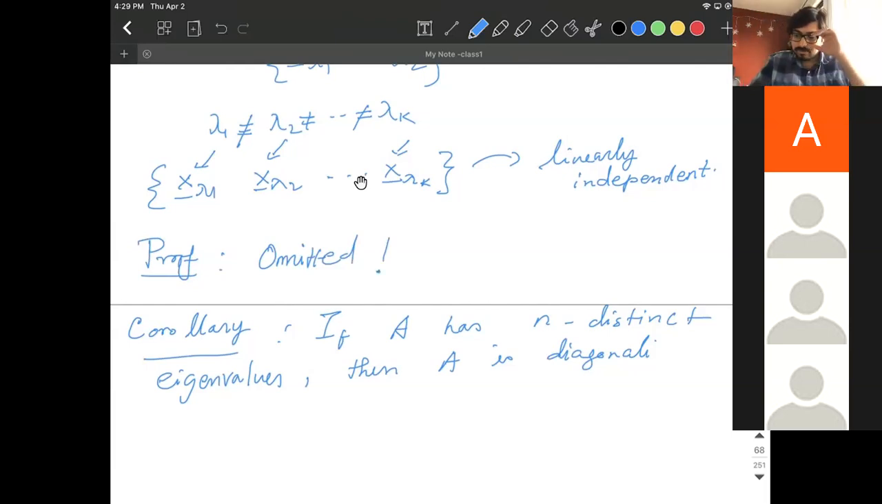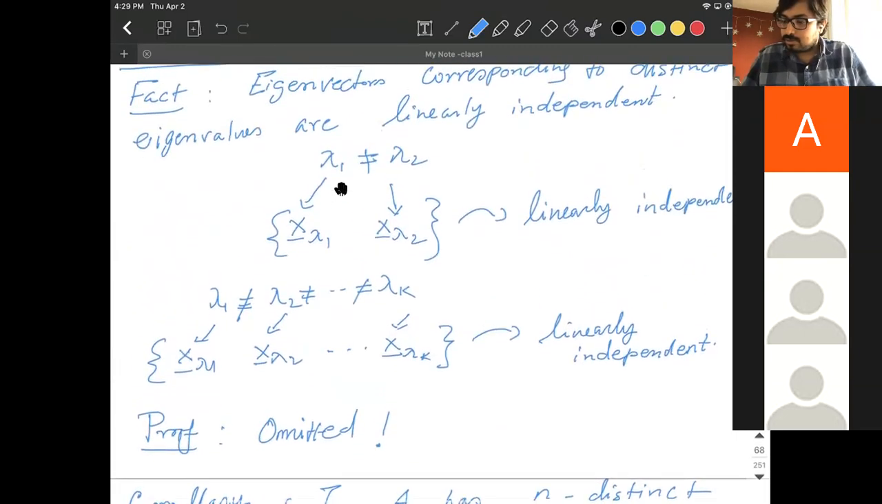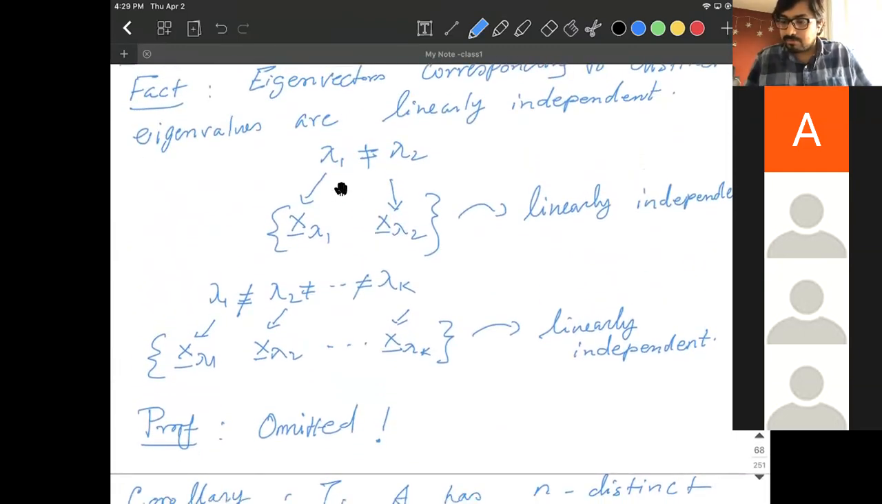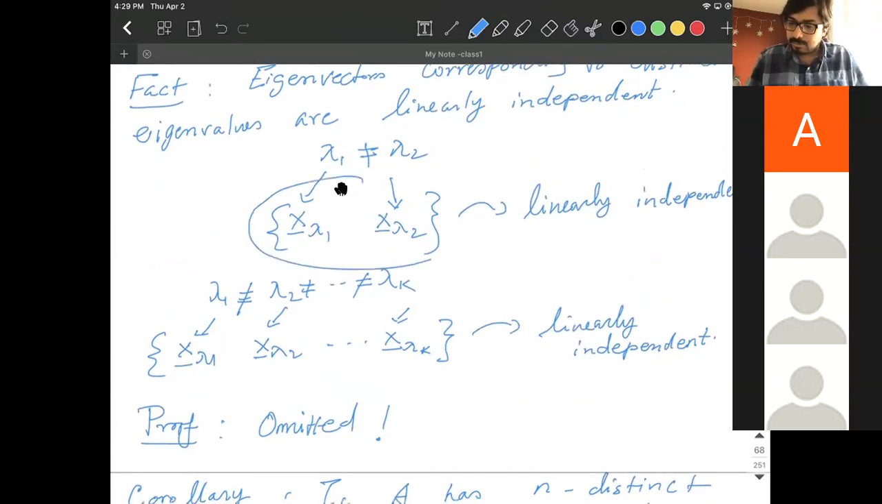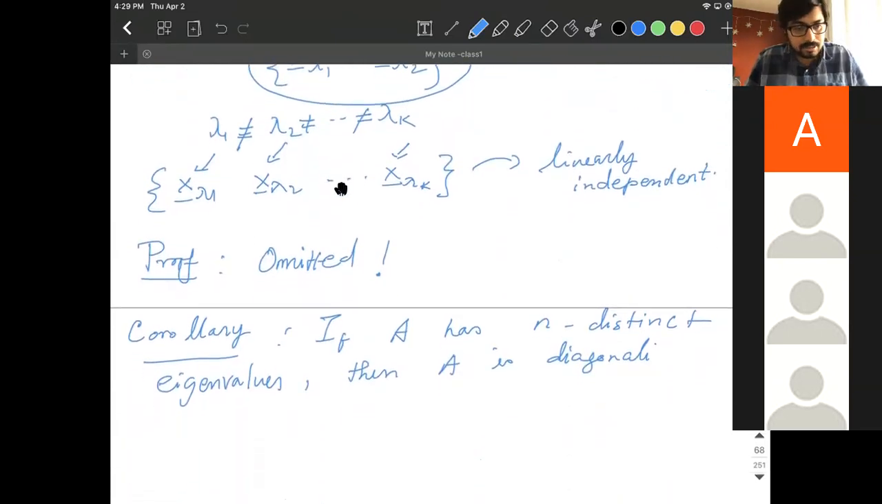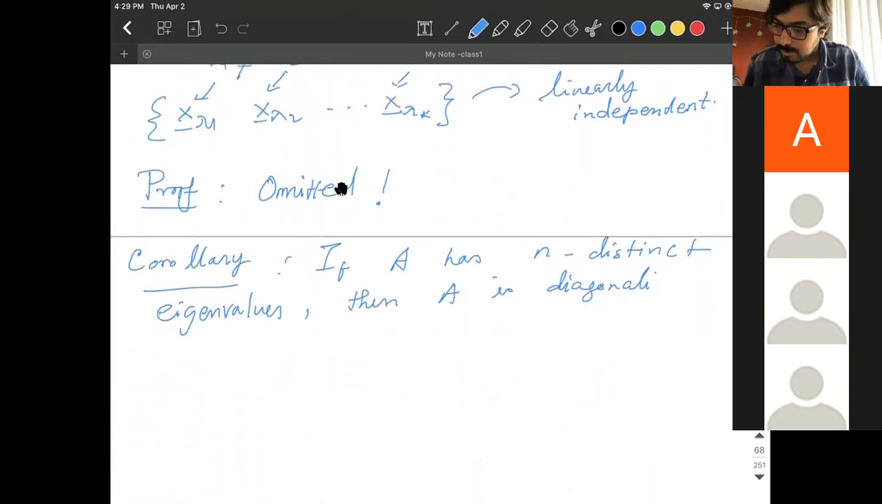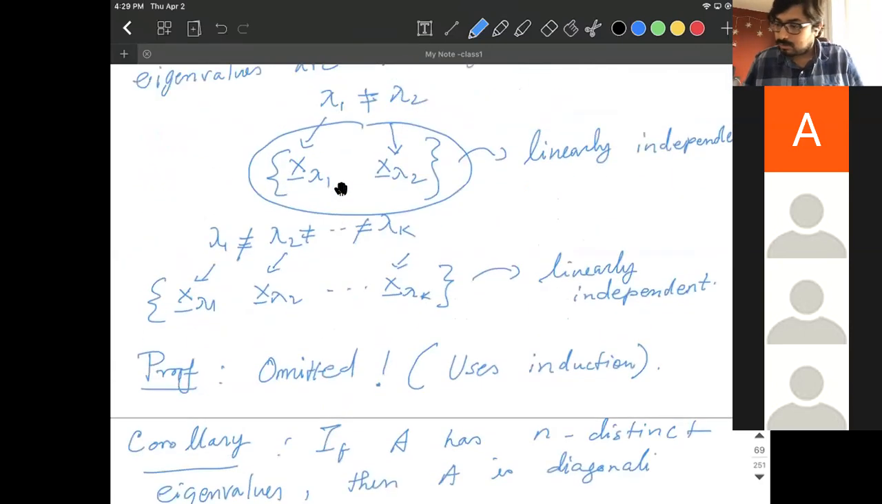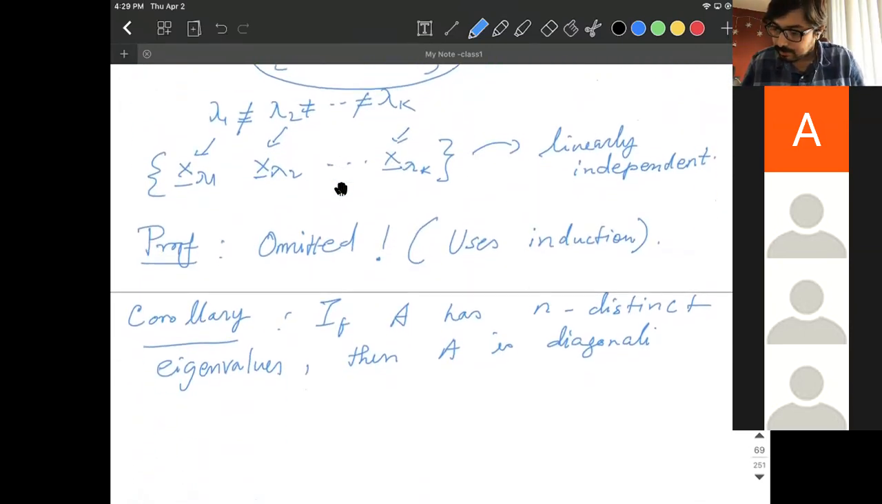I mean, the proof is not really difficult, but it's slightly technical. One has to use a little bit of induction. So first show that for two distinct eigenvalues this is true, so this particular set is linearly independent. Then assume that the result is true for a general n, and then show this for n plus 1. So that would be the way to go. So maybe I'll just write: uses induction. But we will freely use this fact.